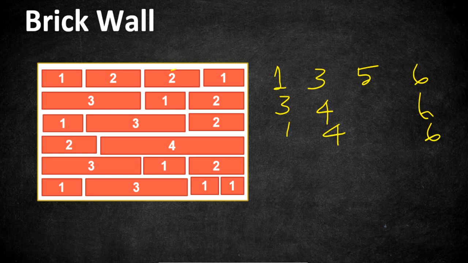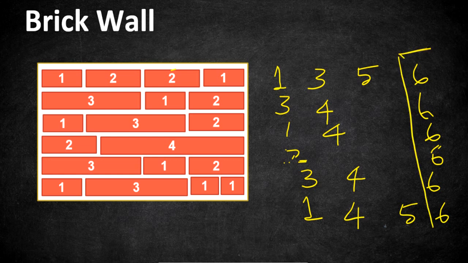The same way the next row is going to have 2 and 6. Moving on to the next row which is going to have 3, 4 and 6, and finally it is going to be 1, 4, 5 and 6. So now we have calculated the prefix sum. So our last row is going to have all 6 because that is going to be the end of the wall. We cannot draw a line there.